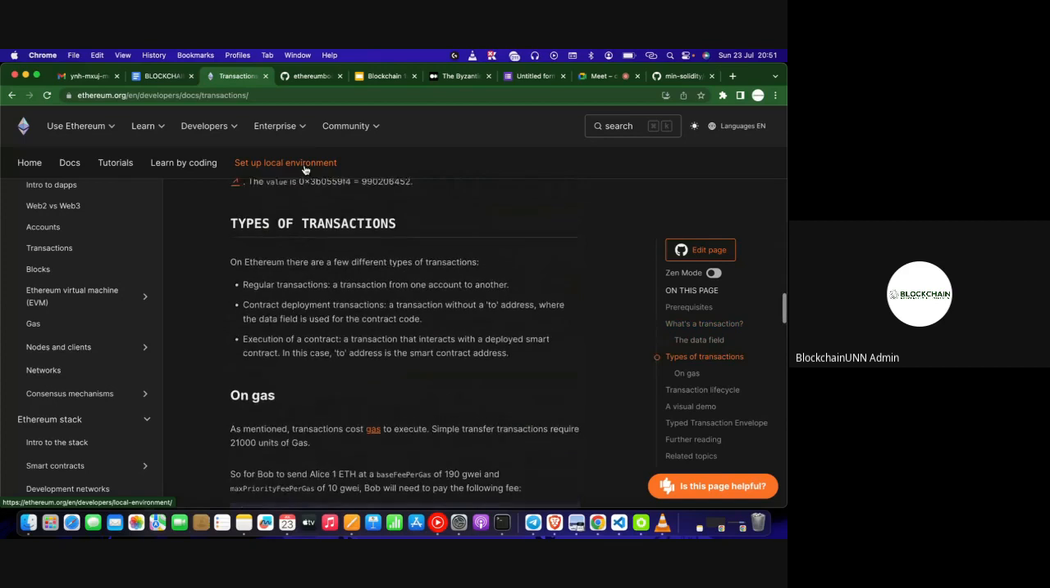All right, so there are different types of transactions. We have three major types of transactions according to the docs. You have regular transactions, which are simple ETH transfers from one account to another. If you're going from one externally owned account to another, that's a regular transaction.